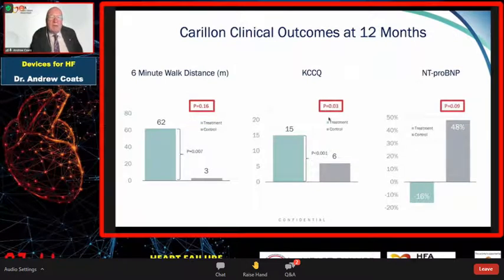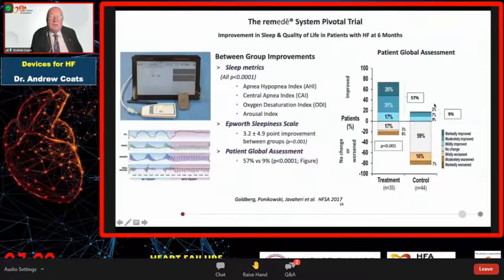Clinical outcomes at 12 months in an individual patient meta-analysis we've done also showed improvements in KCCQ and a trend to a reduction in N-terminal proBNP. Another device I'm putting into the heart failure device section is actually not a heart failure device itself. It's a device for central sleep apnea, and that's the Remedy system.